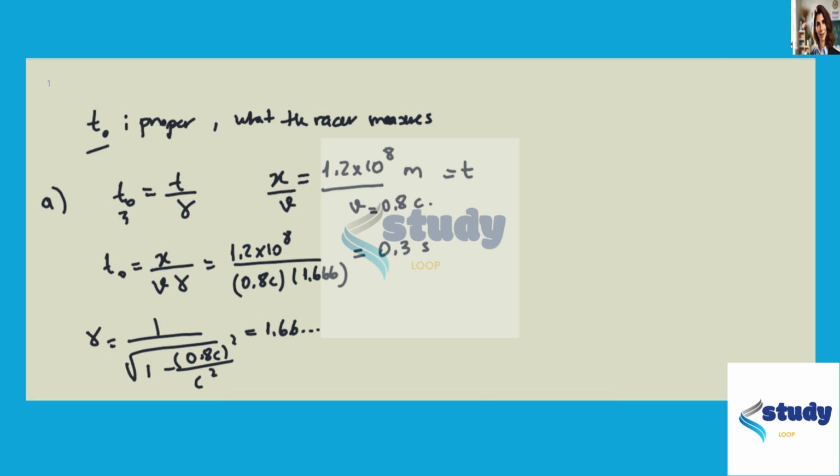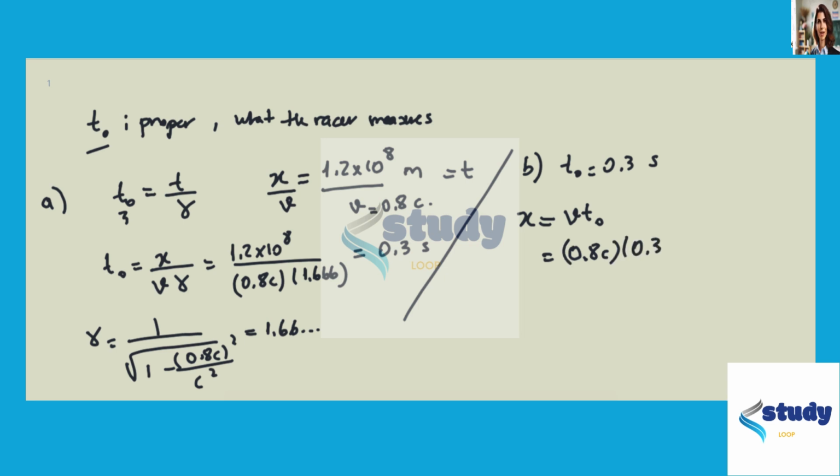Now, in part B, we're asked to calculate the distance from you to her based on the racer's point of view. So in part B, we know that the proper time is 0.3 seconds now. In order to calculate the distance, all we need is v times T naught, again 0.8 c times the proper time, 0.3 seconds. So that's going to be equal to 7.2 times 10 to the power of 7 meters.